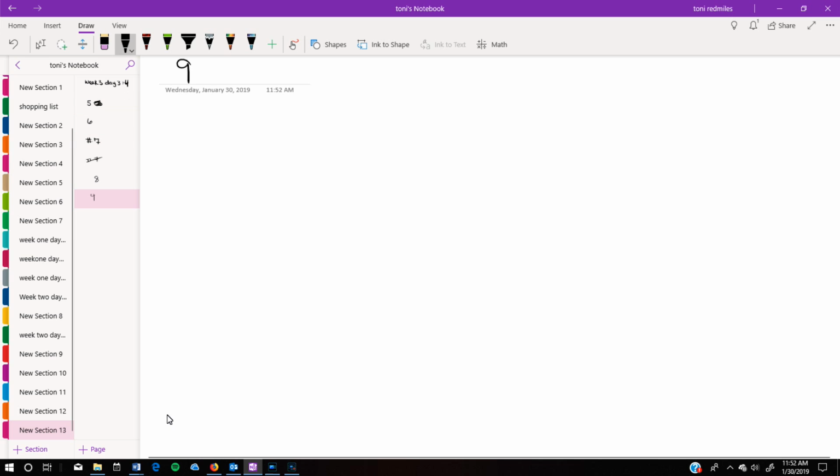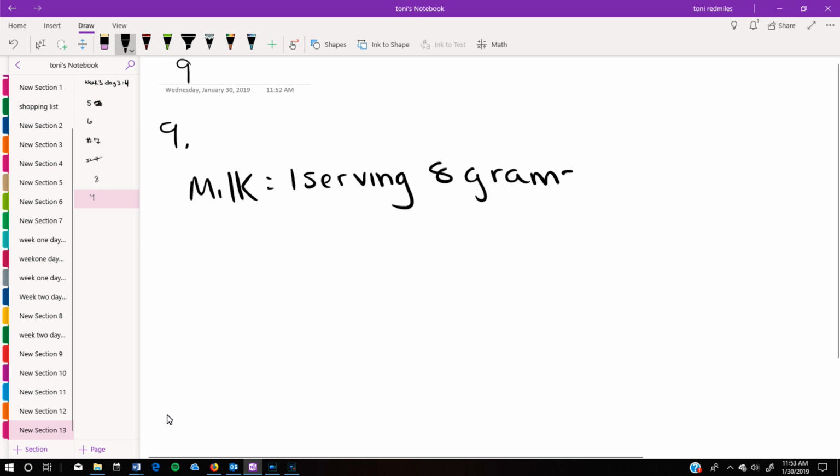Number 9 says 1 serving of milk contains 8 grams of protein. So 1 serving, 8 grams. Okay. 1 serving of steak, so 1 serving is 32 grams.